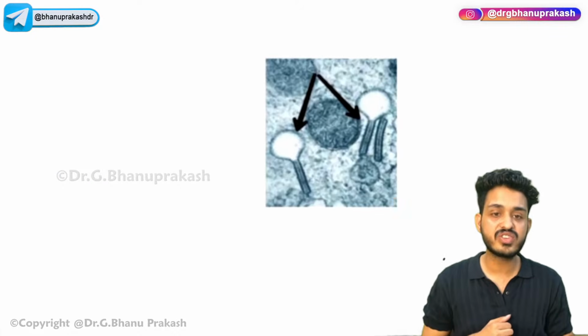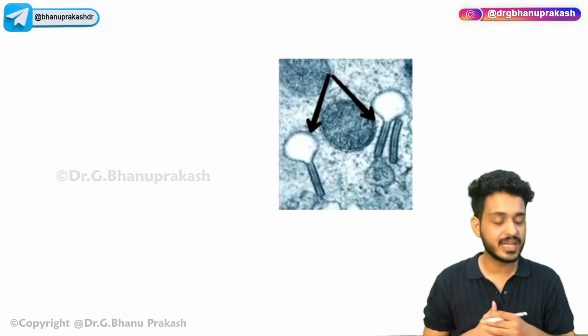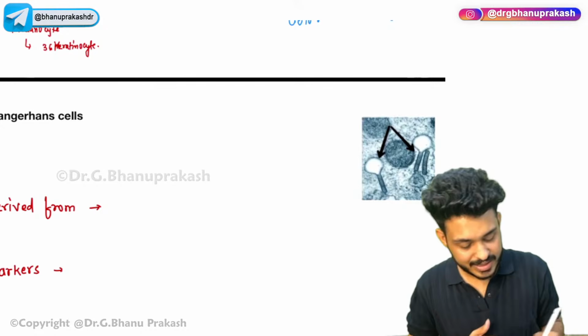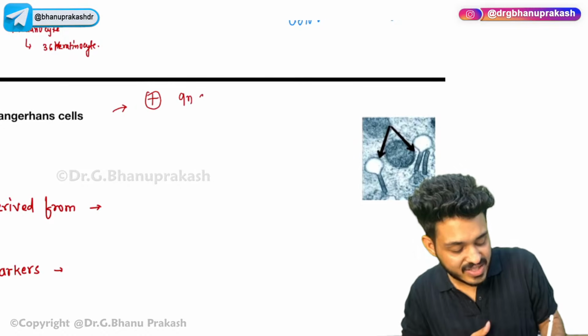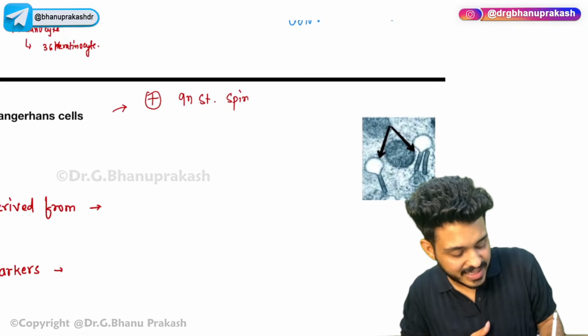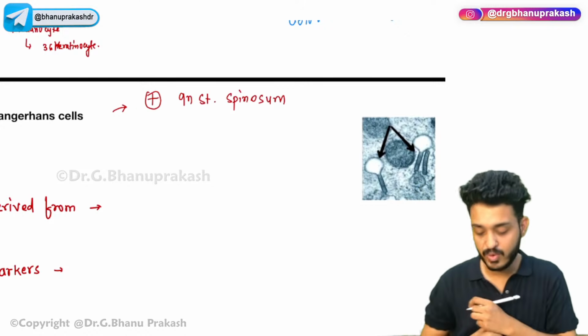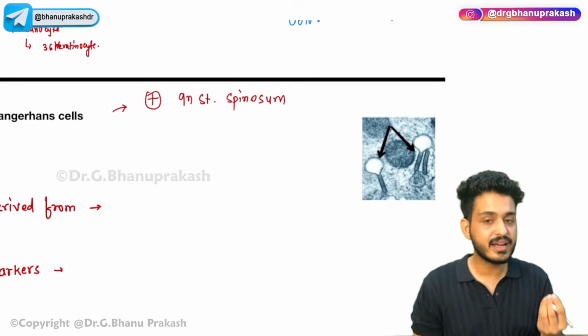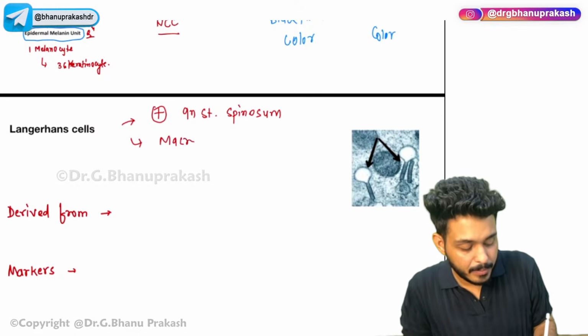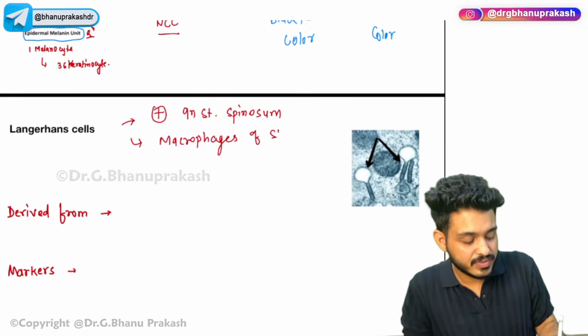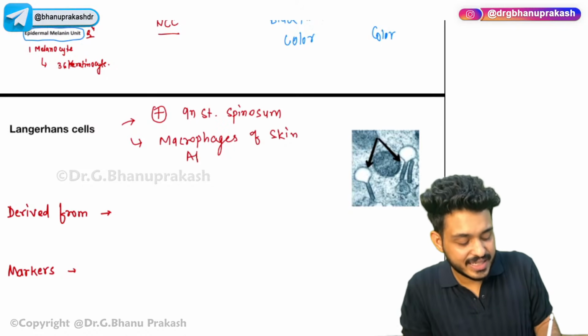On the right, can you appreciate this type of appearance? What is this appearance? Try to answer me. These are your Langerhans cells. They are present in the stratum spinosum. And what are Langerhans cells, sir? They are basically macrophages of the skin, or antigen presenting cells of the skin.